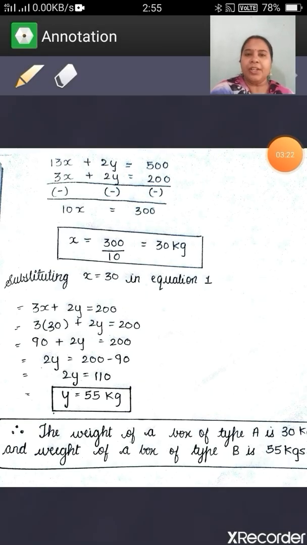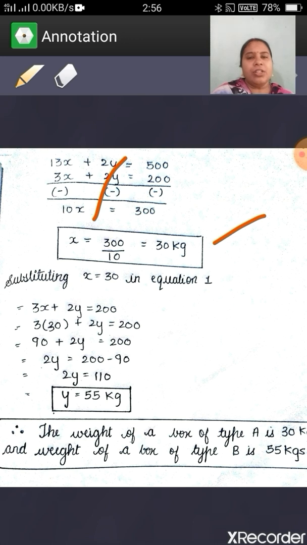So subtracting equations, we get 13x minus 3x, that is 10x, and now plus 2y and minus 2y will get cancelled here. So 500 minus 200 is nothing but 300. So 10x is equal to 300. X will be 300 upon 10, that is 30 kg. Now this is one part of the answer. You can put it in a box.